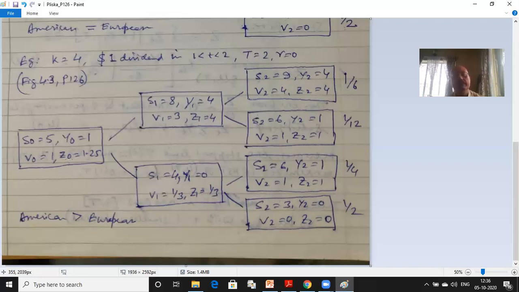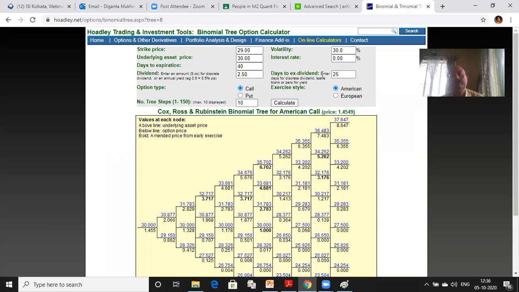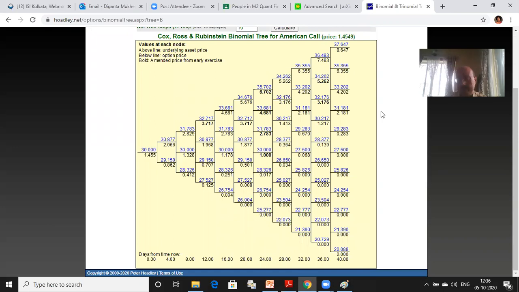Is this calculation clear? Because I introduced a dividend basically to create a difference between the American and the European. Is it okay? Yes, sir. So now you can obviously look at more realistic calculations, going to this web page and playing around with the parameters here. It would be a good practice because this is how real life applications look.